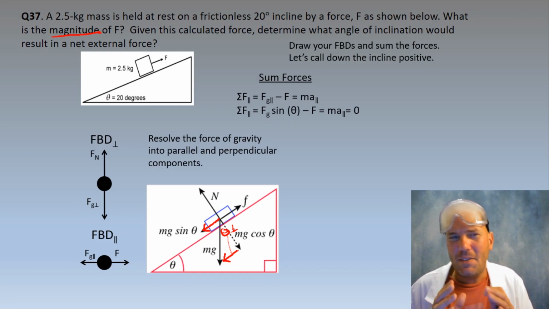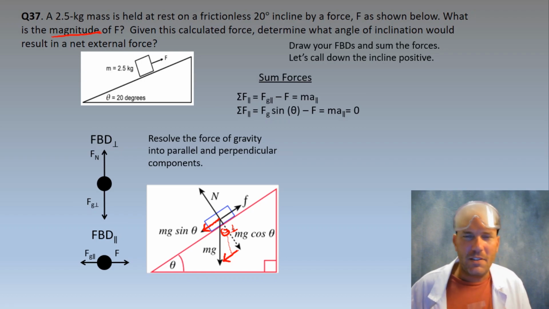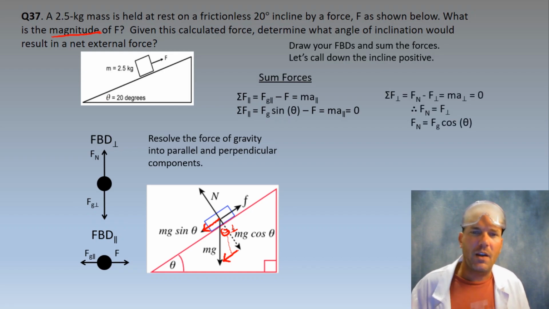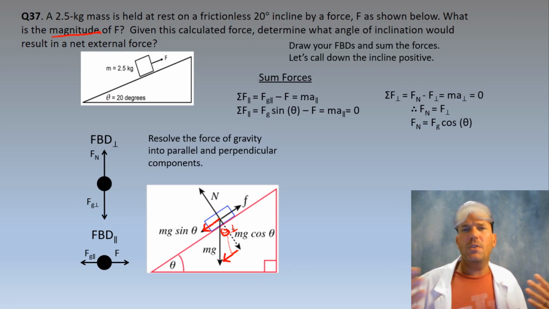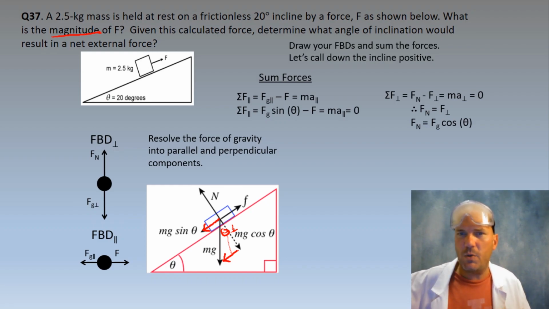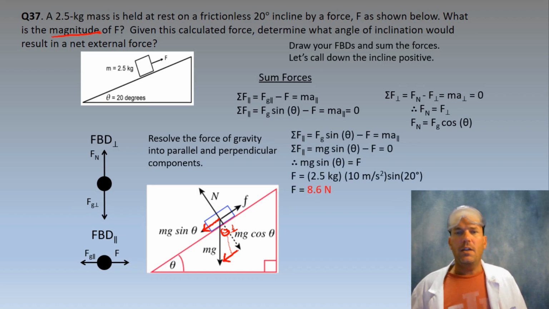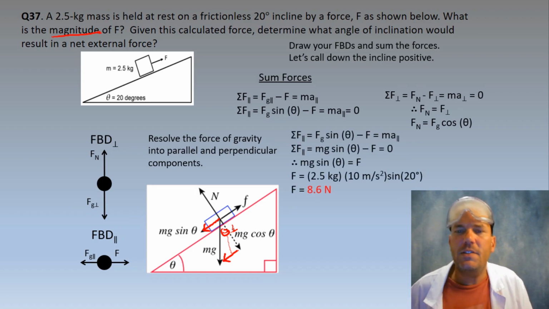Now, this box, this object, is not accelerating in the parallel direction. It's not accelerating in the perpendicular direction either. So this, in this case, equals 0. And so we get some relationships here that we can look at. For example, force normal is equal to mass times gravity times cosine of 20 degrees. Okay? So we can look at all this information.